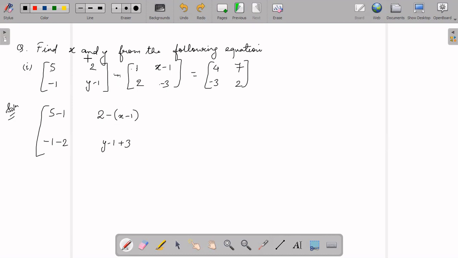Don't make the mistake of directly writing this 2 minus x minus 1. 2 minus x minus 1 गलत हो जाएगा. ब्रैकेट में लिखना पहले जरूरी है because when you open the brackets the sign will change.